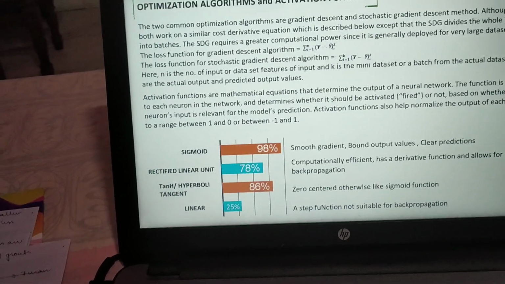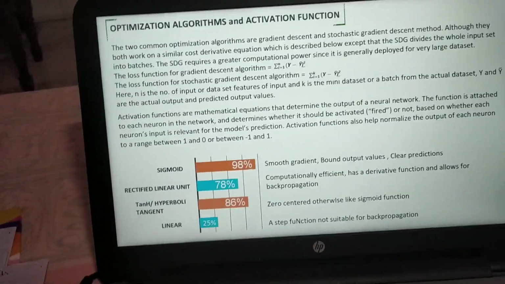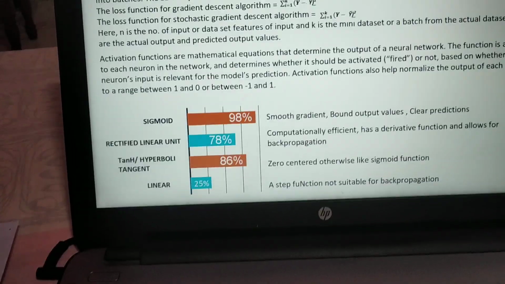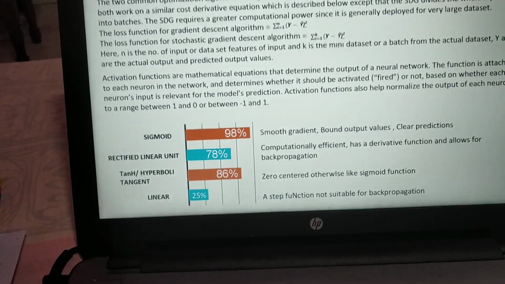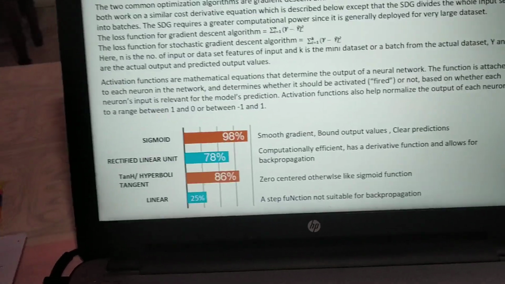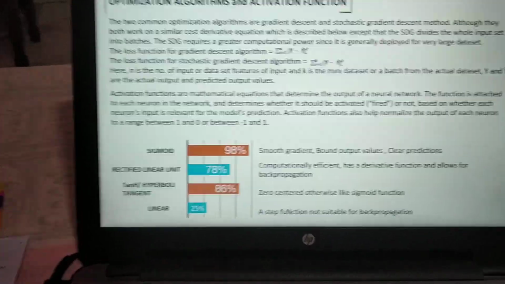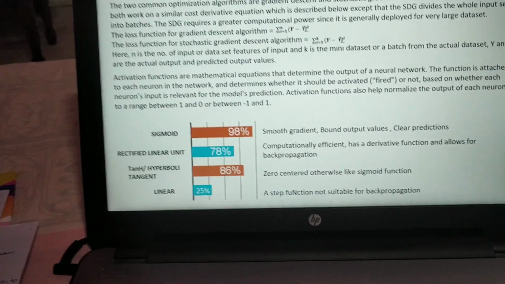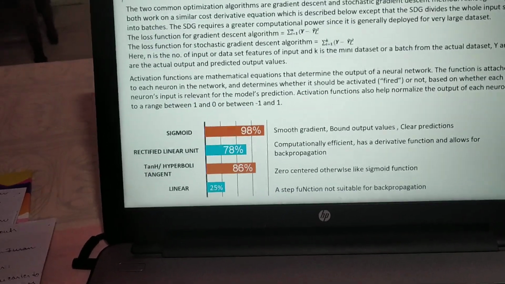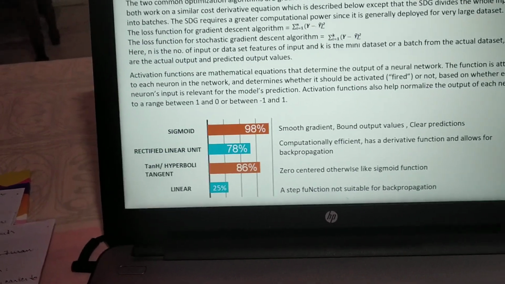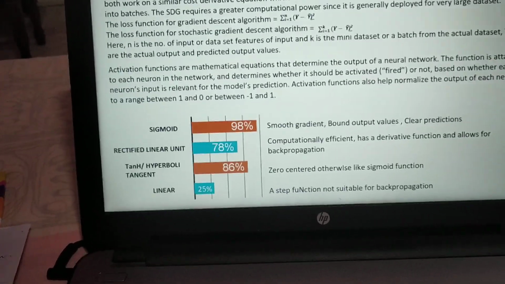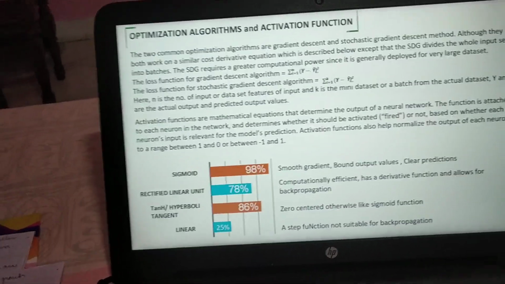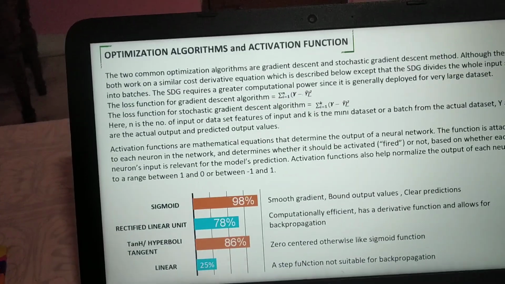In general, we stick to the use of the sigmoid function because of its smooth gradient, bounded output values and very clear predictions. Whereas in the case of the rectified linear unit, there is a problem of its leaky nature, although it is best suited for the backpropagation that we want to use. But at the same time, the data set is varying so hugely, and since it is not at all zero centered, we cannot get the major output data triggered by the rectified linear unit. Similar is the problem with the hyperbolic tangent function and the linear function, which is the very basic one.